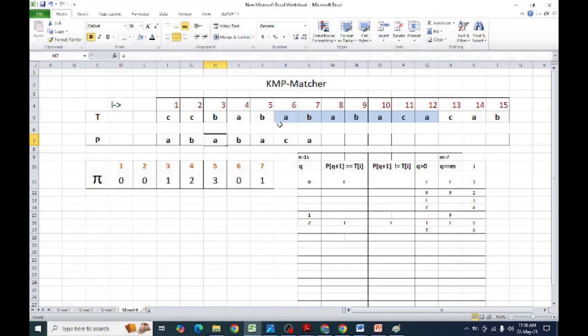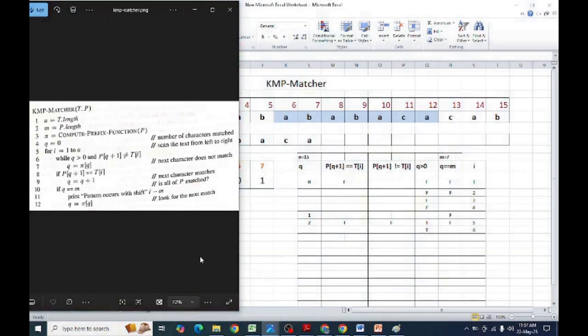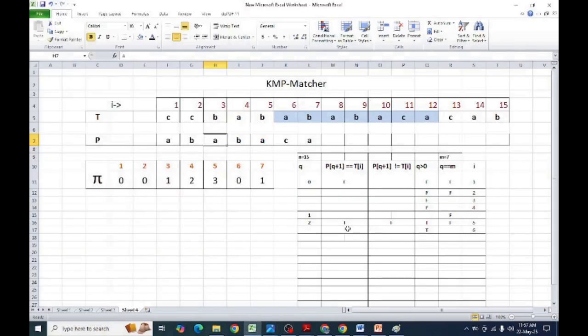So T of 6 is A, so there is a match. These two characters, there is a match. So this while loop will not work. Then the if condition will work. The if condition is taking P of q plus 1 equal to T of i. So this condition is true and this is false. Okay, now q will be incremented.